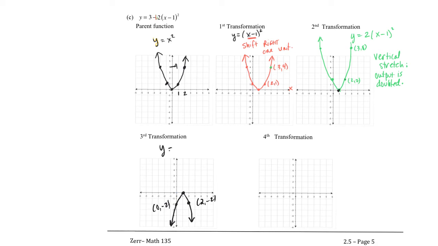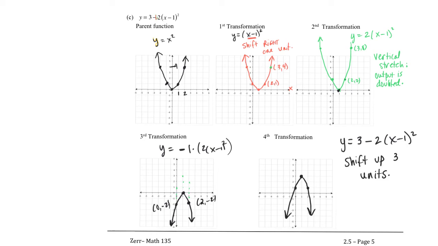For when we took y and we did the -1 times 2x minus 1 quantity squared. Whoops, not there. And now we need to add 3. So we'll just slide everything up. 1, 2, 3. Everything goes up 1, 2, 3. Okay, so go ahead and graph that and we'll be done. All right, so then we just shift that graph up 3 units.